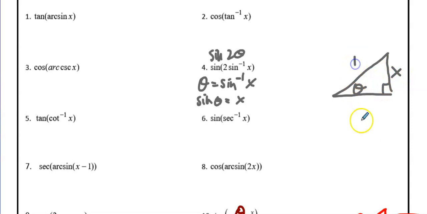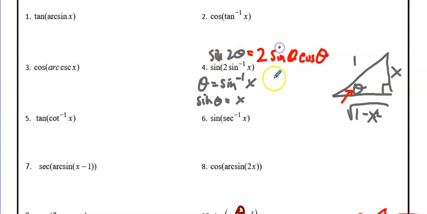This is going to be x, this is going to be 1, and this is going to be the square root of 1 minus x squared. All right, so pretty straightforward with that. So remember, ladies and gentlemen, for this exact example, we're looking at the sine of 2 theta. Well, we only have theta. So we have to use an identity here, the double identity for sine that says this is going to be 2 sine of theta cosine of theta.